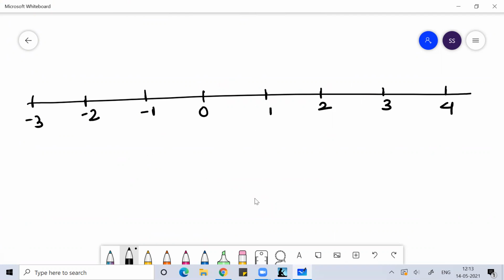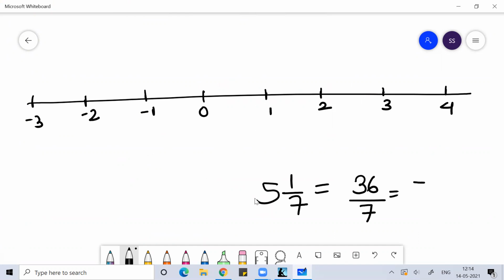Represent 5 1 by 7 on a number line. Sir, how do I represent it? 5 1 by 7 is what? 36 by 7, yes sir.